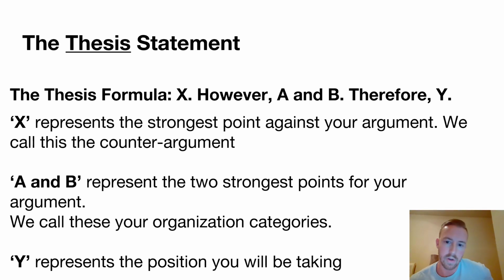X is the strongest point against your argument, or if you're going to say that two things are more similar than they are different, you might put the difference first. So it's whatever your counterargument is or whatever your least significant point is. If you have two stronger points that you're going to focus on more later in the essay, make those points A and B. Make X be your kind of minimalist point.